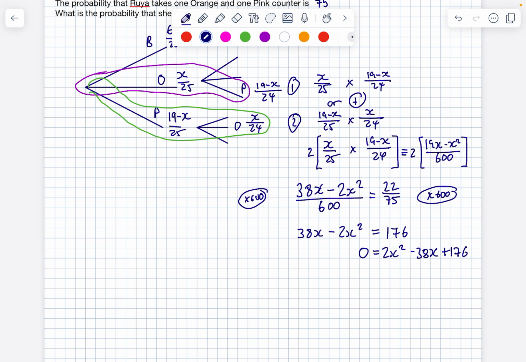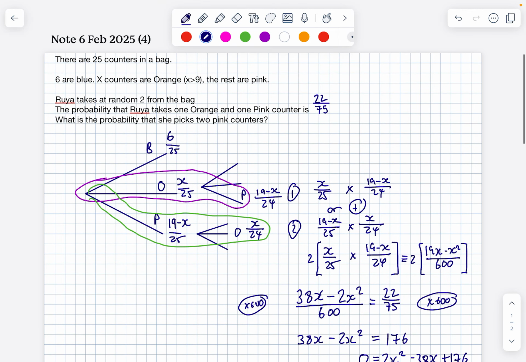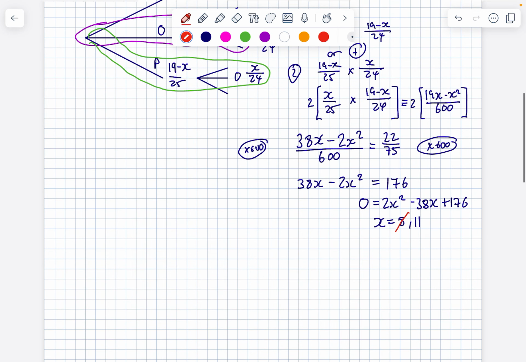So if you use your calculator or the quadratic method or whatever method you want to use, we'll see that A is 2, B is minus 38, and C is 176. So that means that the solution for X is either 8 or 11. And you remember in the question, it said that x is greater than 9. So we can ignore x equals 8. So now we know that x is 11.